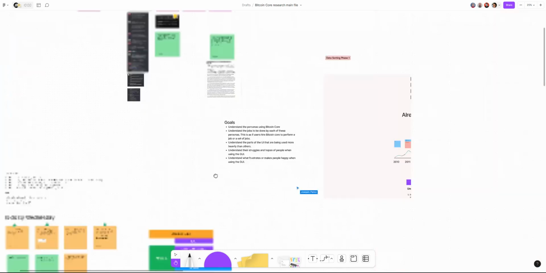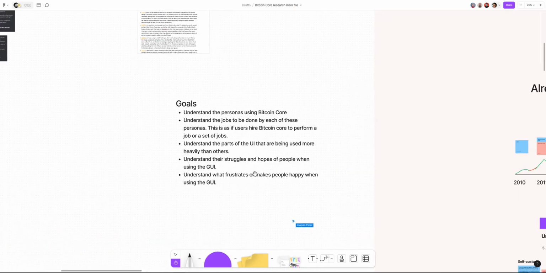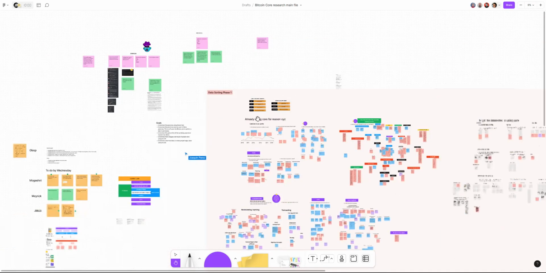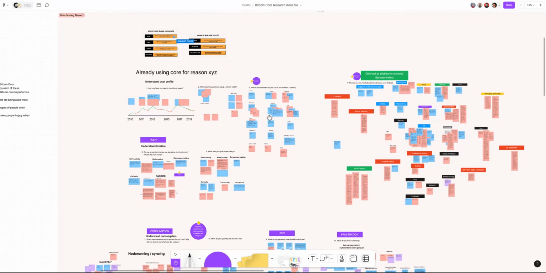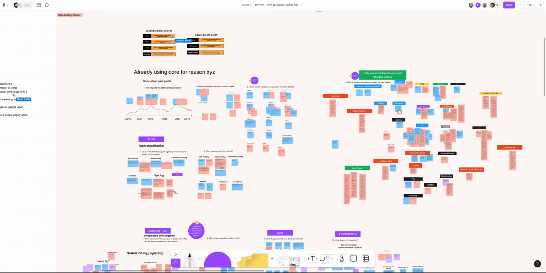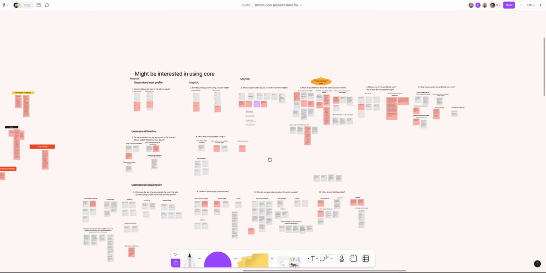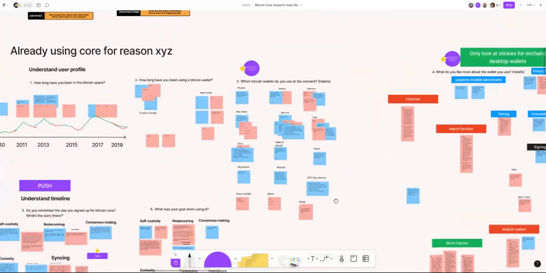And, as Val said, the main thing is let's try to answer these questions from the data that we have. We have two sets of data. One set is people who are already using Bitcoin Core for reasons X, Y, and Z. And the second is people who might be interested in using Core. What has been done with this data that you're now looking at in front of you?